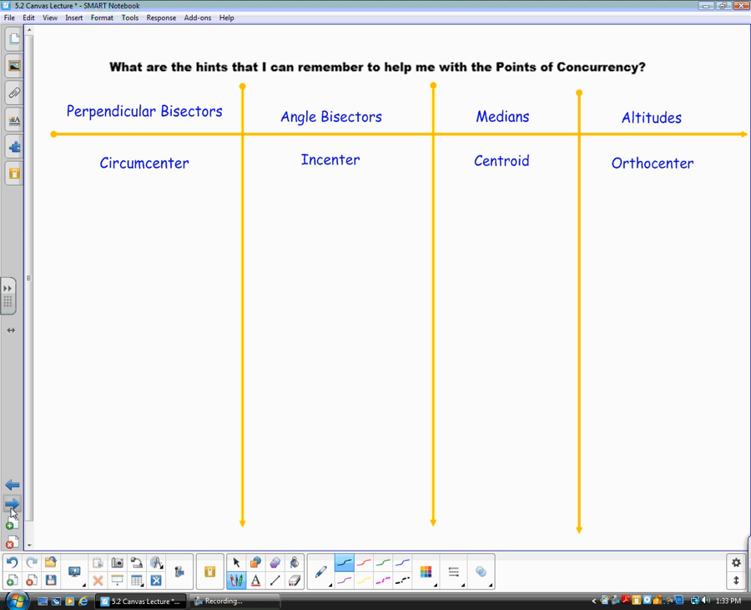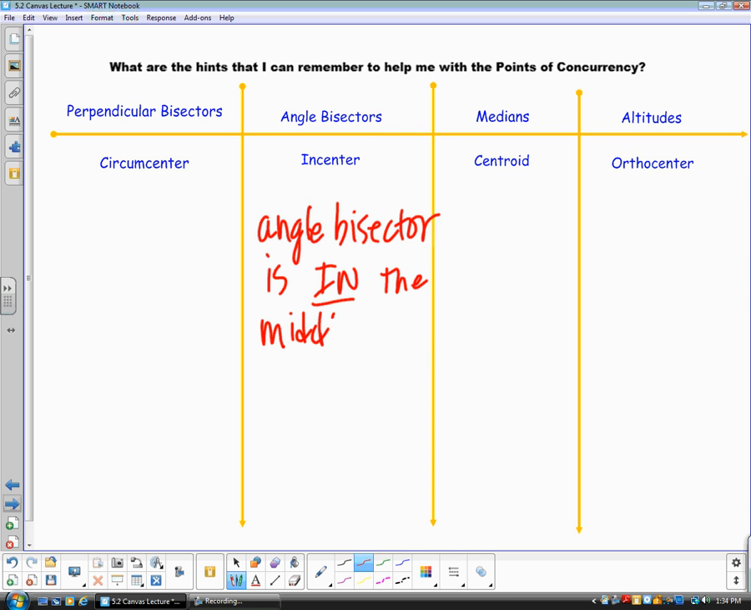There are 3 ways that you can remember this. When you think of the word angle bisector, where would that angle bisector be located? Well, that angle bisector is in the middle of your angle. So that's why it's called the incenter.